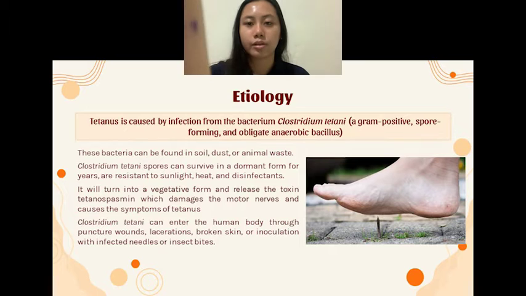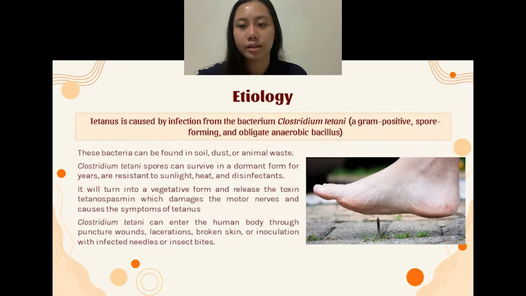Clostridium tetani can enter the human body through puncture wounds, laceration, broken skin, or inoculation with infected needles or insect bites. Generally, the source of infection is a minor wound, such as a small laceration from wood chips, metal, or thorns, so most people do not notice when they have tetanus.